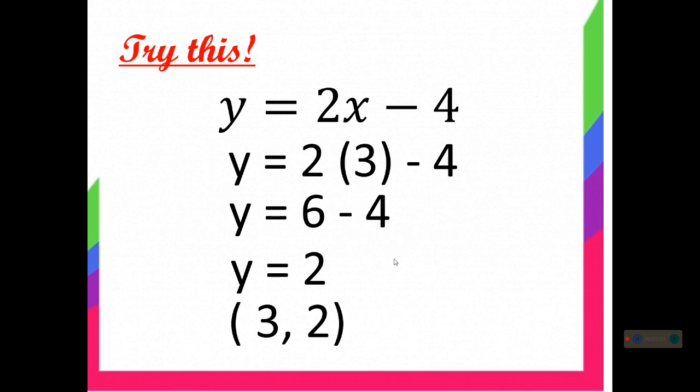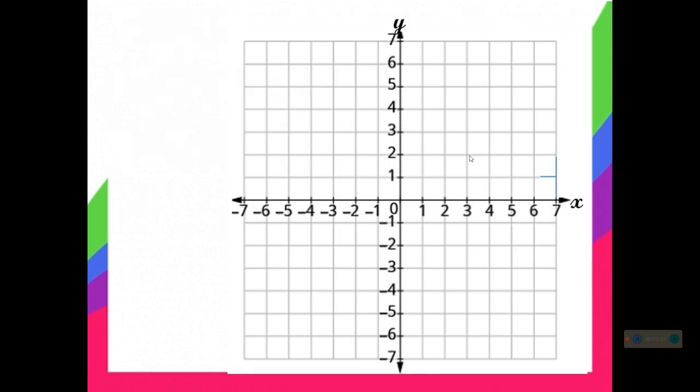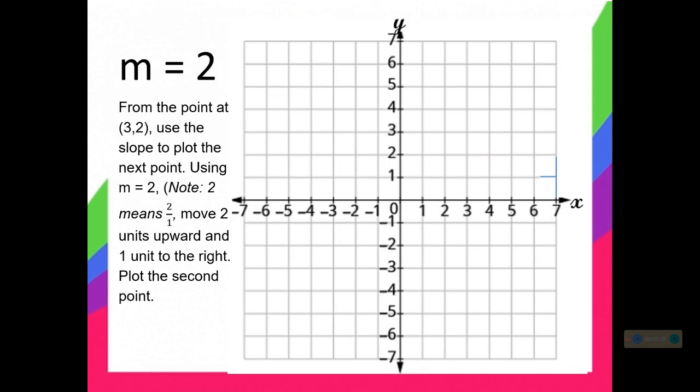Okay? And then you have to plot this. Again, the obtained point is 3, 2. Positive, positive, still on the first quadrant. Your x is equal to 3, y is equal to 2, so we have here 3, 2. And then, using the slope, our slope is 2. From the point 3, 2, we have 2 over 1, so 2 units upward and 1 unit to the right. So we have here the second point. Connect the points, and that is the graph of y equals 2x minus 4.